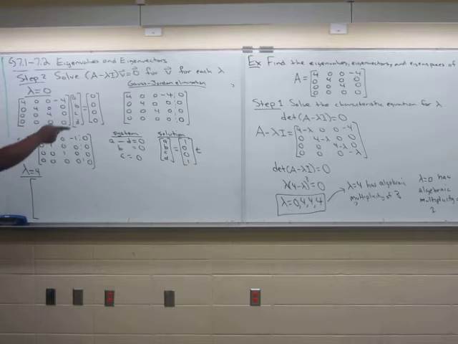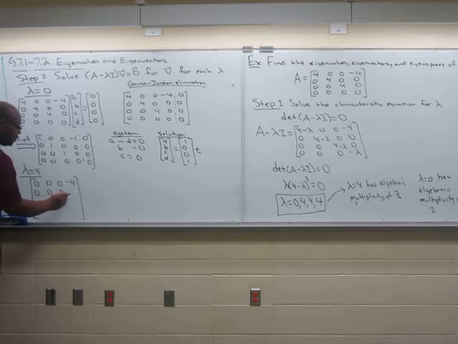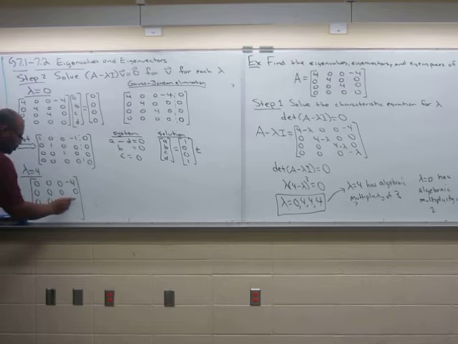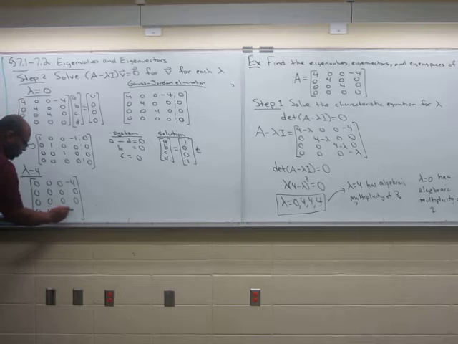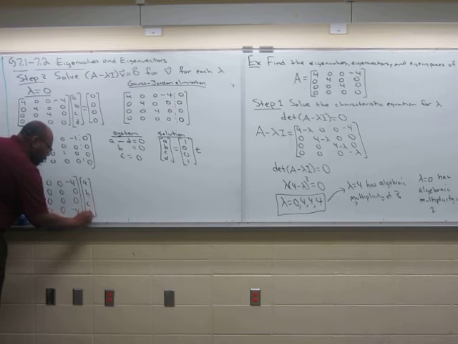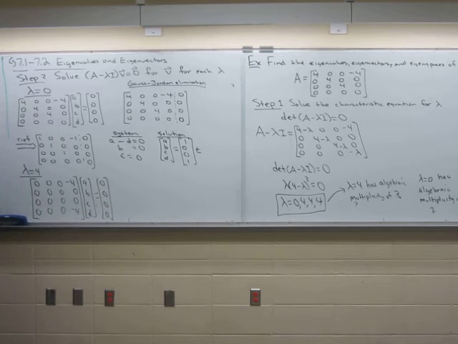wherever I see a lambda, I replace it with 4, so I get 0, 0, 0, negative 4. 0, 0, 0, 0. 0, 0, 0, 0. This is odd. 0, 0, 0, negative 4 times A, B, C, D equal to 0, 0, 0, 0. Okay. Definitely, this is a singular matrix.